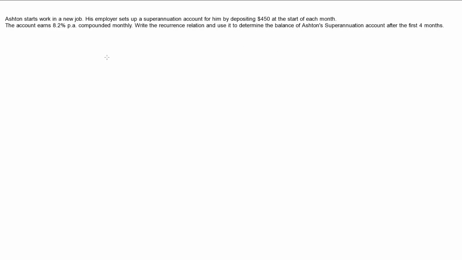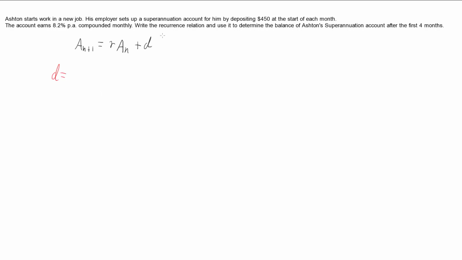Now, the recurrence relation for an annuity is the same for a superannuation. It's that the balance at the end of a month is given by R times the balance at the end of the previous month plus the deposit. And the reason it's the same is because we are depositing the same amount every month or every period, and we're earning some interest. Now, we just need to work out what these values are.